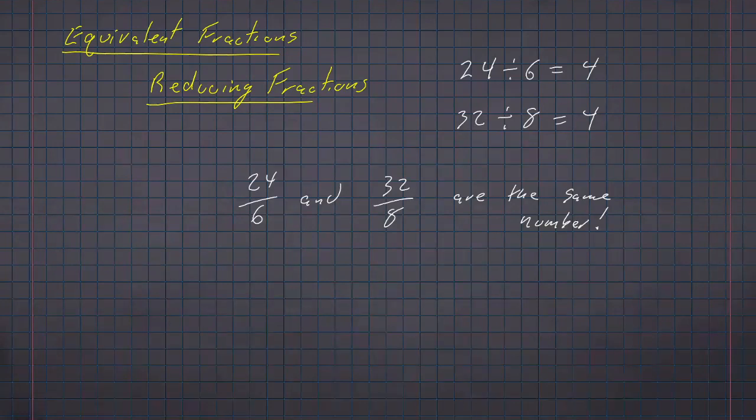28 divided by 7, 36 divided by 9, 48 divided by 12. You can keep going and find other ways of writing this fraction, which, if you perform the division, would still just give you the number 4. The odd thing is that that's also true in fractions that don't divide out evenly.